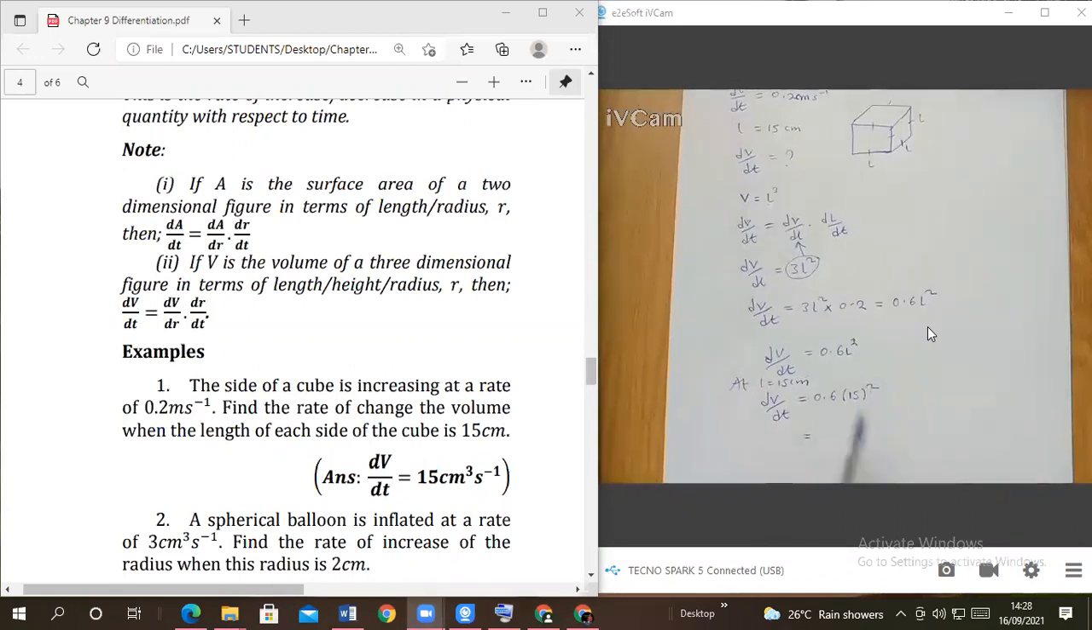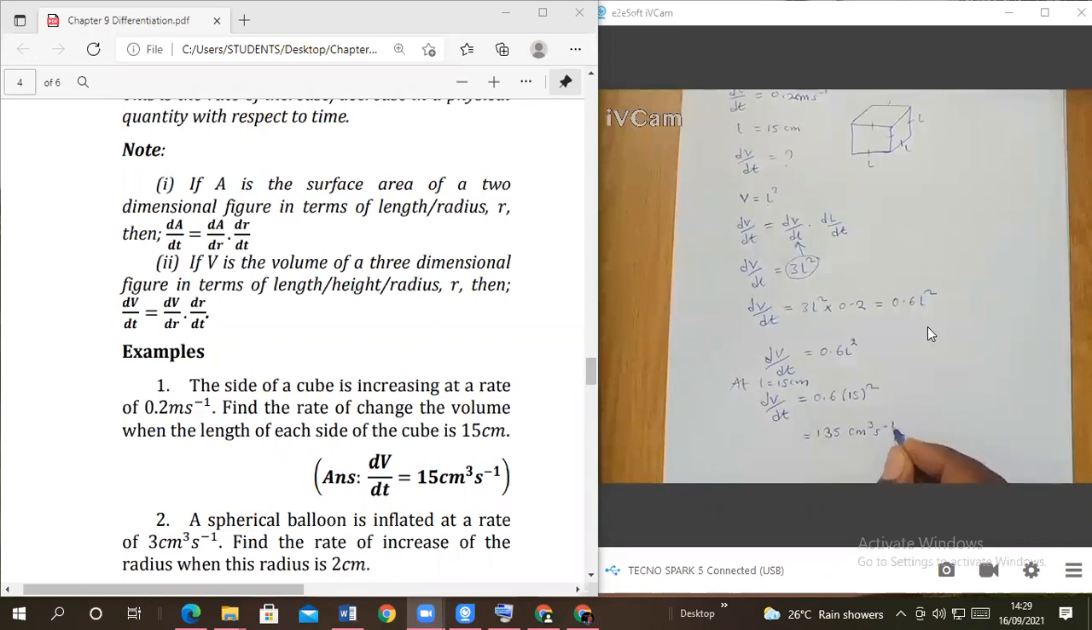135. So this is going to be in centimeters cubed per second.